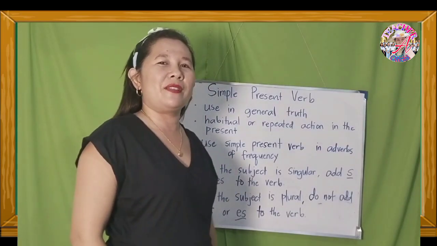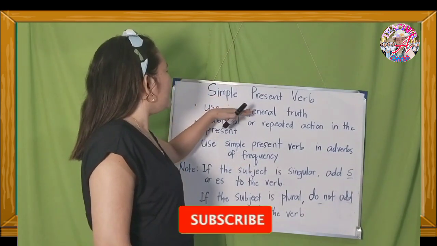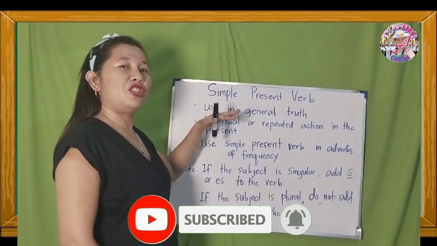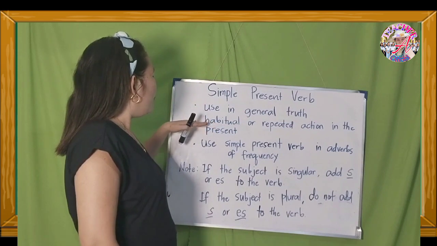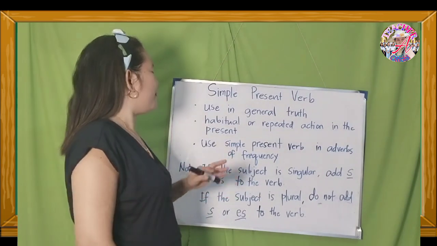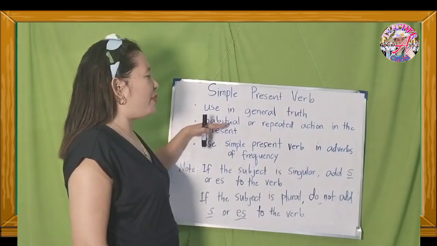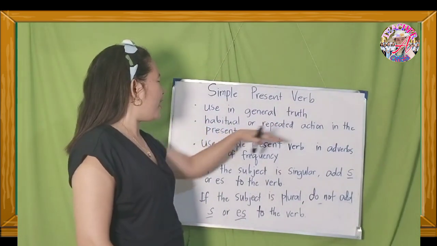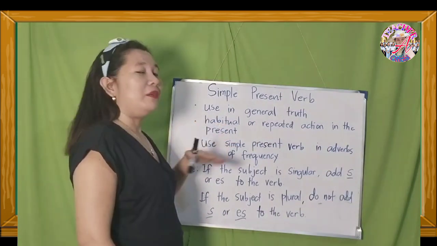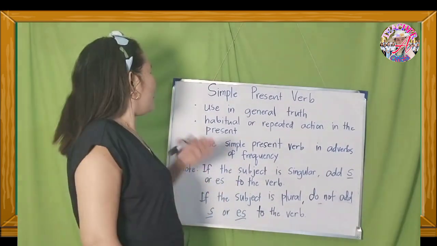Today we're going to talk about simple present verb. So what is a simple present verb? We talk about this when things or situations are true in general. When we say true in general, meaning it is really a fact. Second, simple present verb is used when we talk about habitual or repeated action in the present. When we say habitual, it means it happens usually or always.